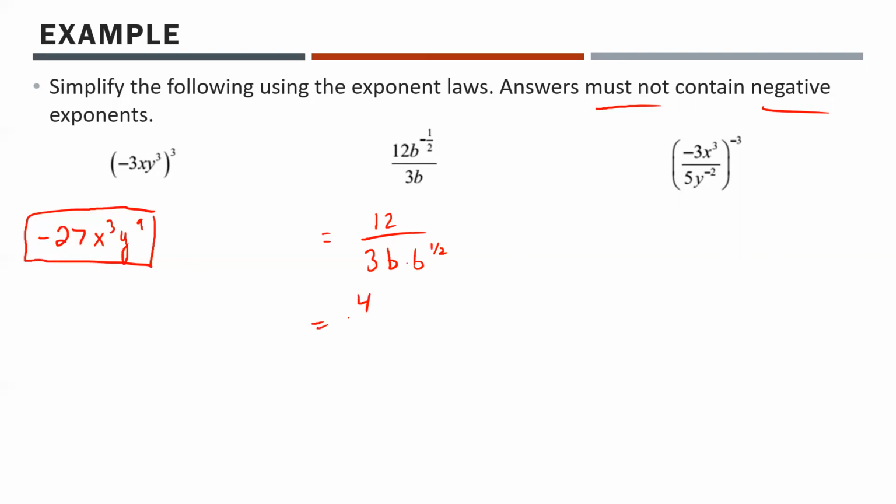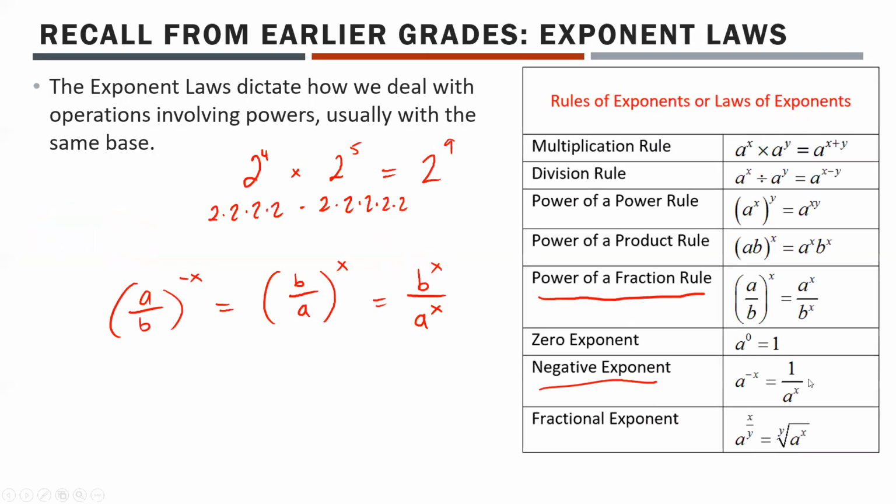That can make it 4 over, again, this is b to the power 1 plus 1/2, so that's b to the power of 3 over 2. And a fraction as an exponent is also kind of uncomfortable. Let me just check back to see. I think there was a rule there. Yes, there was right here.